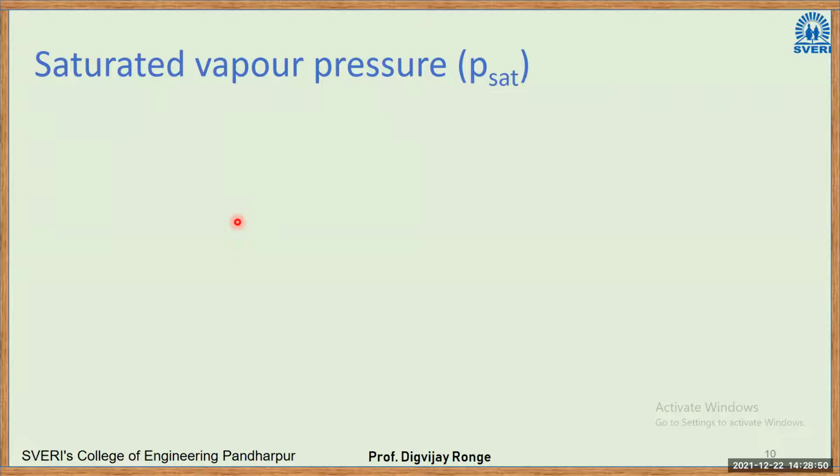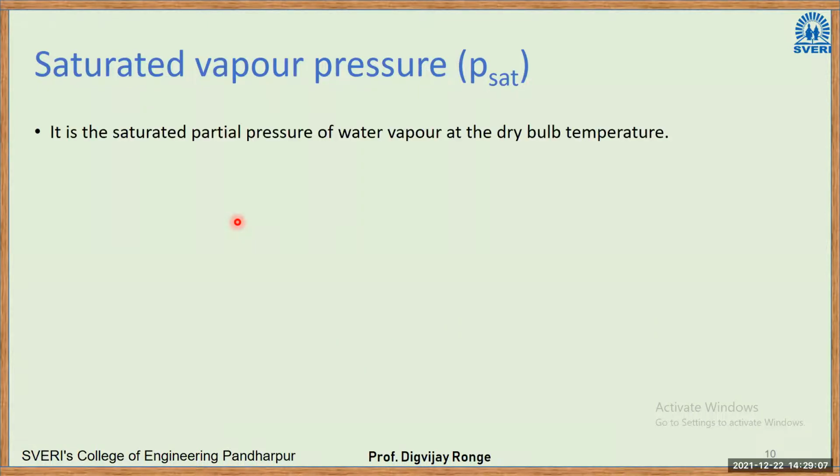So whenever you see outside, we say in Marathi that the weather is cloudy and there is a chance of rain. In that case, air has become saturated, and you can say that the partial pressure of the water vapor has reached its saturation condition, or its saturation value.